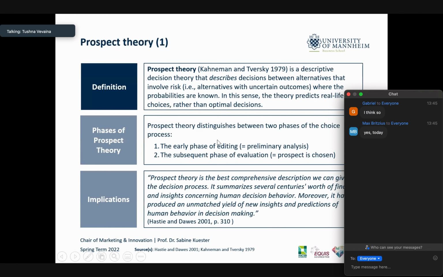So what is prospect theory? Does anyone have an idea? Raise your hand or unmute yourselves.